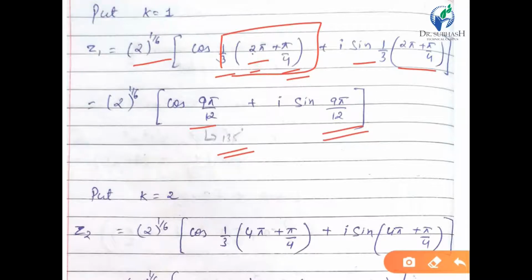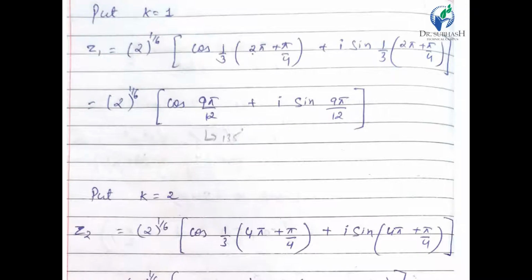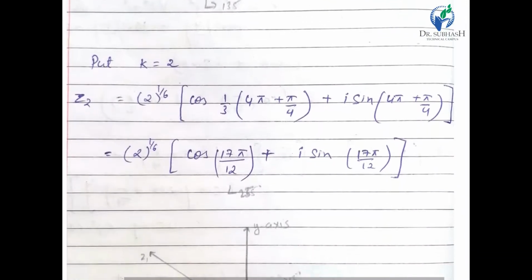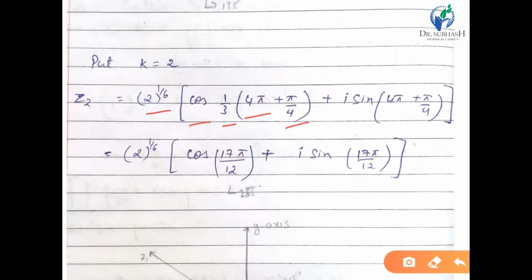Okay, now we put again k equal to 2. Substituting k equal to 2, we get 2 raised to 1 by 6 cos (4 pi plus pi by 4) by 3 plus I sine (4 pi plus pi by 4) by 3. Again, substituting this angle part, we get cos 17 pi by 12 plus I sine 17 pi by 12. Again, 17 pi by 12 is approximately 255.